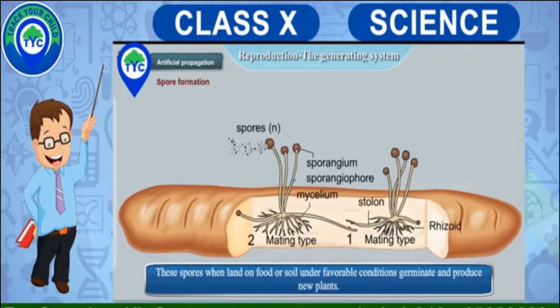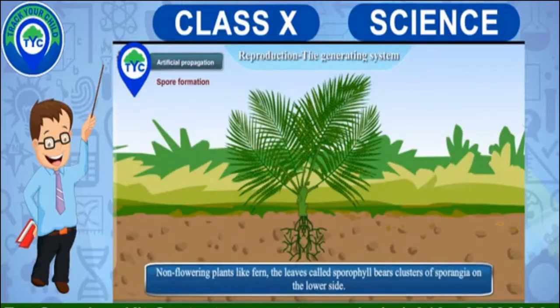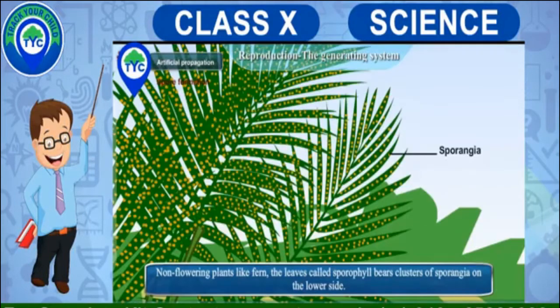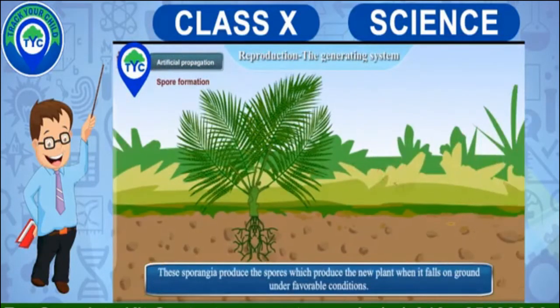These spores, when they land on food or soil under favorable conditions, germinate and produce new plants. In non-flowering plants like ferns, the leaves, called sporophylls, bear clusters of sporangia on the lower side. These sporangia produce the spores, which produce a new plant when they fall on the ground under favorable conditions.